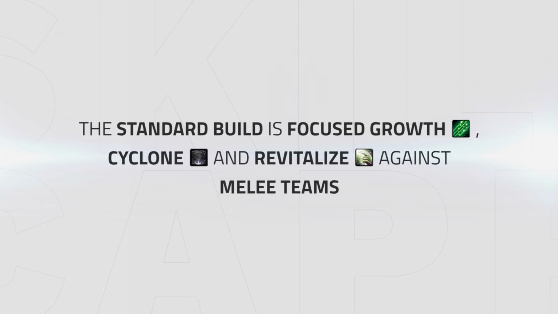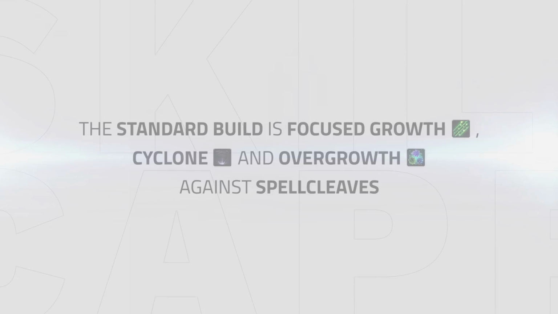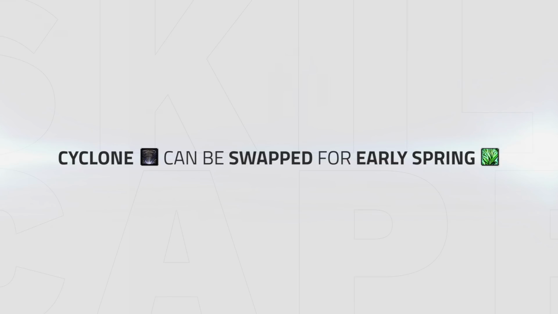So to recap, the standard build would be Focused Growth with Cyclone and Revitalize against melee cleaves. Cyclone can be swapped out for Thorns in this build if you know you won't be casting any Cyclones throughout the match, for example when you get trained. The standard build against spell cleaves is Focused Growth with Cyclone and Overgrowth. Cyclone can be swapped out for Early Spring in this build if you know you won't be able to cast any Cyclones because of interrupts or CC from the enemy team.